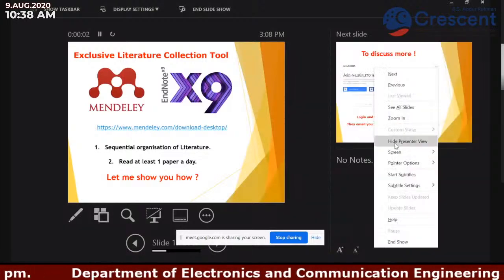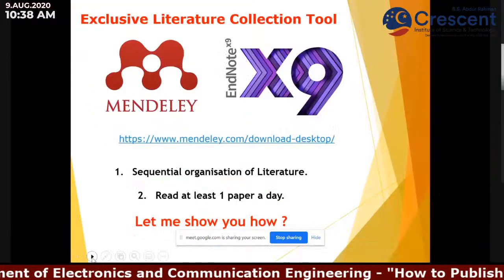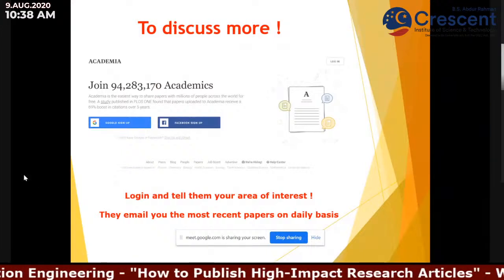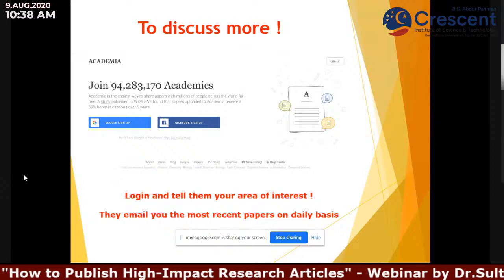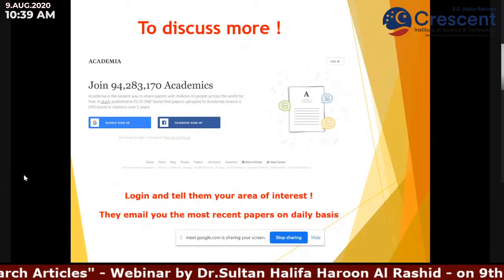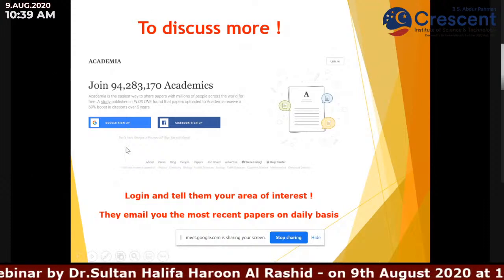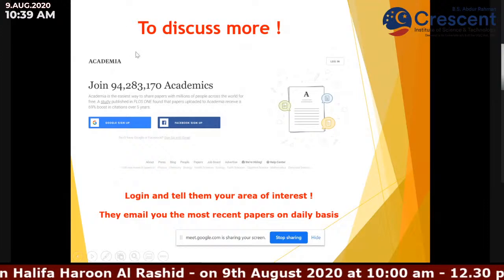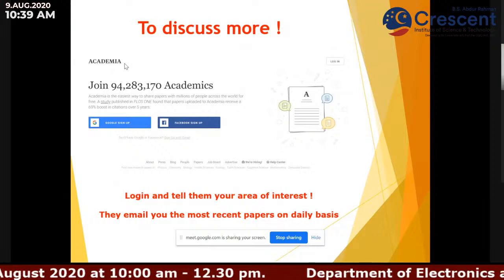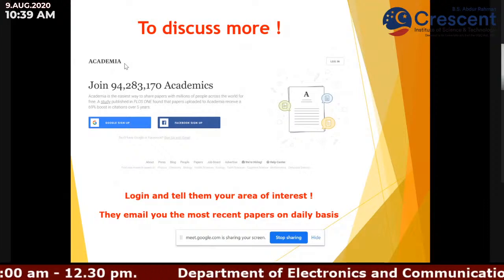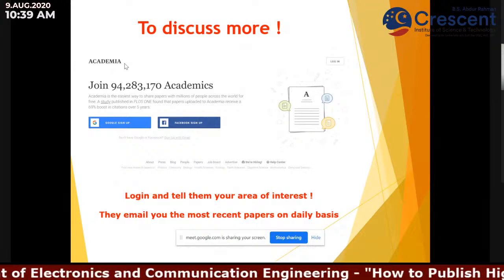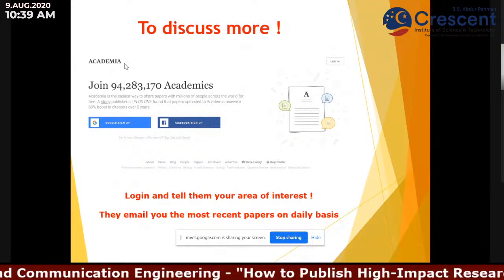Okay, now, to discuss more, there's an option called Academia where you can choose your area of research and register your details, like your email address. What happens is whenever a new paper is published in your area of research, they automatically push an email to you and you can read it. Sometimes that paper could be of relevance to you and sometimes it may not be relevant to you. Again, this has to do more with your literature survey part.